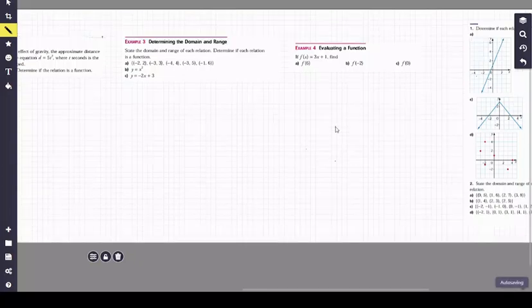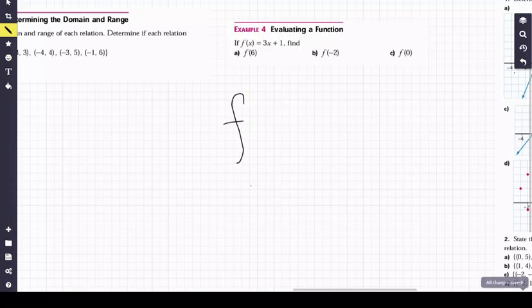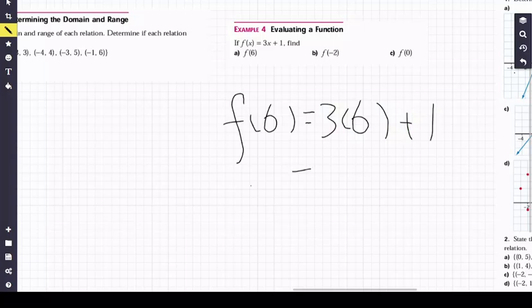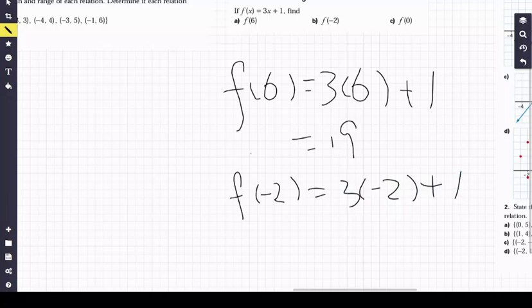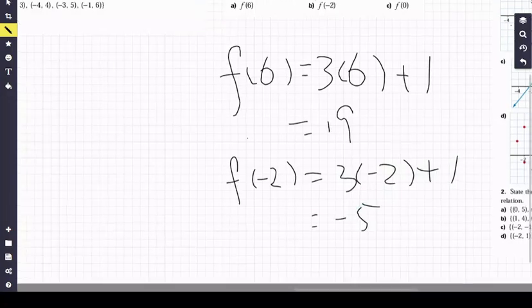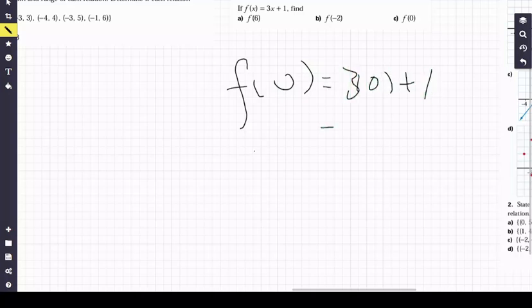So now we're going to evaluate a function. And that is the whole idea behind why we even have this idea of a function. It's that, hey, look, I can input something, I'll get an output. So if I put f of 6, instead of having an x there, I'm doing 6 to replace the x. So we're going to get 19. And then f of -2, that's going to give us 3 times -2 plus 1, -6 plus 1, -5. And then f of 0, which means we're going to replace the x with 0. So 3 times 0 plus 1. What is that equal to? This is just 0, so that's just 1. And that is how you evaluate a function.